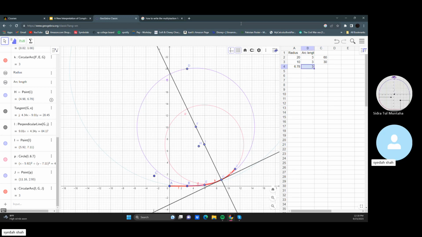Oh, total arc length. Okay, and previously your rotor arc length was okay. Just keep it as the arc length, and then on column D you can write the total arc length.